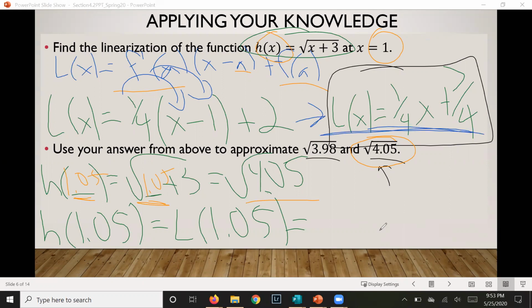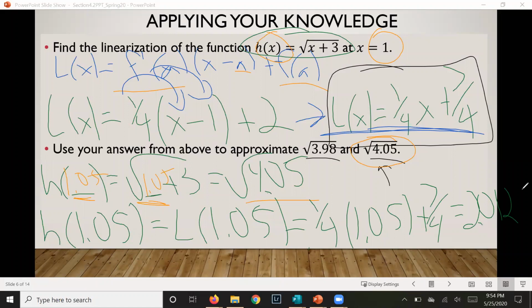And so that means we plug our values into our equation of the tangent line there, so do 1/4 times 1.05 plus 7/4. If we do that, we get 2.0125 as an approximation for the square root of 4.05. Okay, so that would be our first answer. All right, so let's do the second one now. Well, it was the first one, but we skipped it.